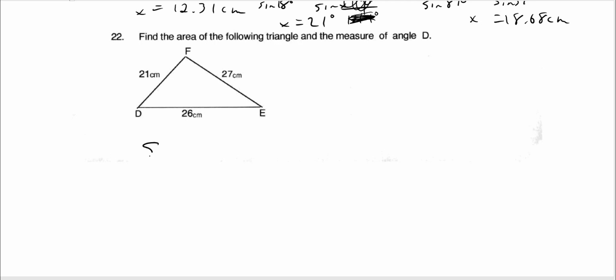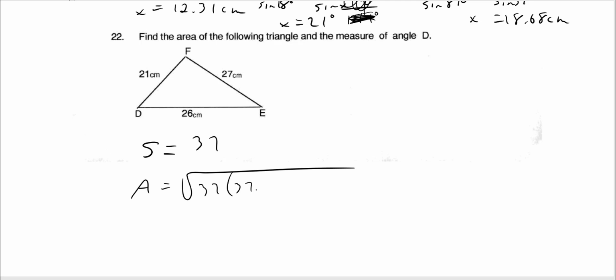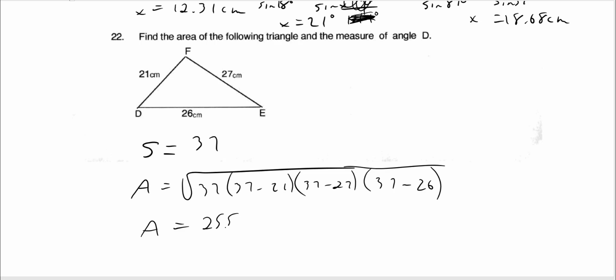So again, just to go quickly so I don't bore everybody, get the semi-perimeter, which is all those added together divided by 2, and that's 37. And then the area is the square root of 37 times (37 minus 21) times (37 minus 27) times (37 minus 26). Don't forget to take the square root, and we have 255.19 centimeters. Okay, pretty easy.